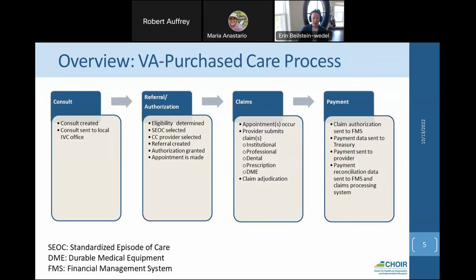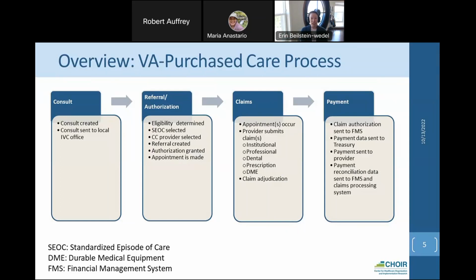So just to orient everyone, this is my schema for thinking about community care data and how it's organized. There are four general buckets. There's consults, which we have in the VA, but then there's referrals, which are a step beyond consults. That's where it gets determined whether the veteran is eligible to go out to community care, and things like the SEOC, which is a standardized episode of care, are selected. Then they go and see that community care provider, and that community care provider submits claims. That's how providers in the community get paid for the services they provided to veterans.